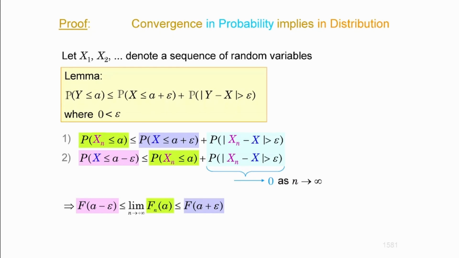So convergence in probability implies convergence in distribution, because that means that the cumulative distribution function of the members is converging to the cumulative distribution function of the limiting random variable, which is x.